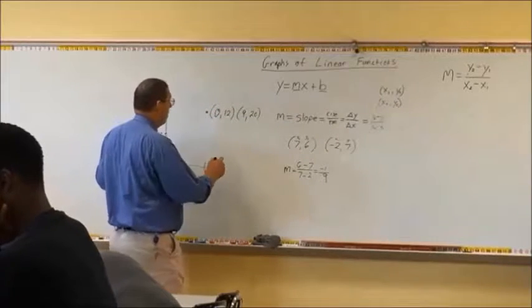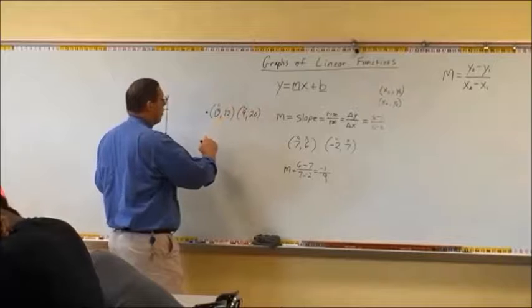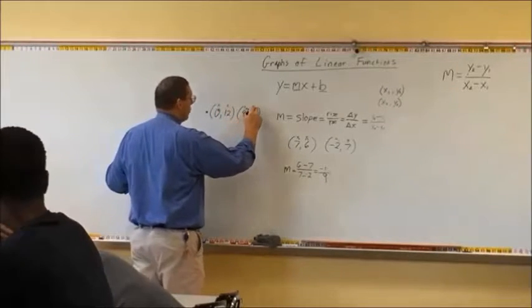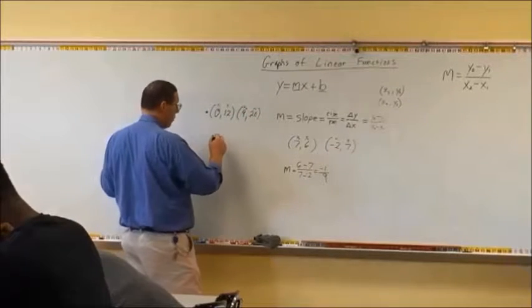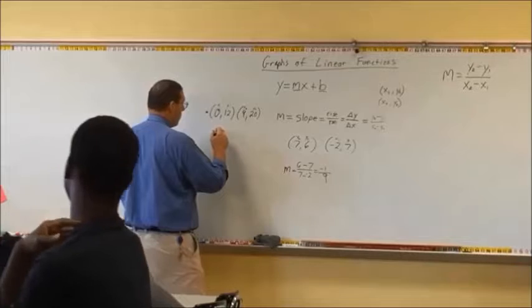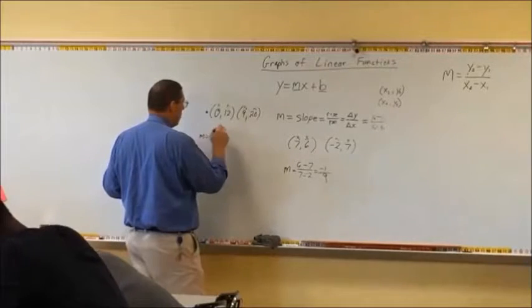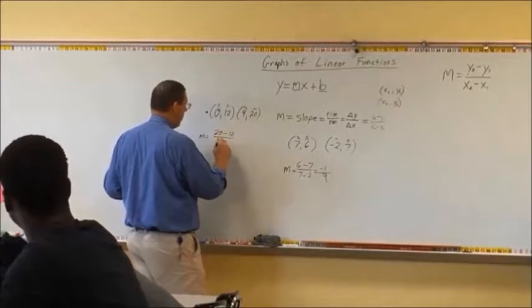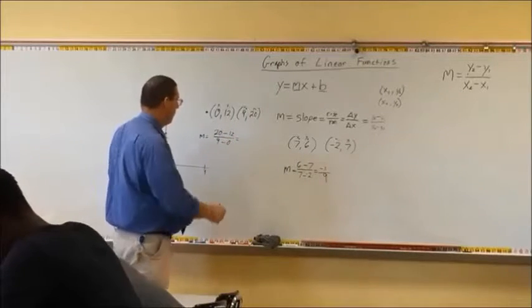All right, so x1 is the 0. That makes x2 the 9. Which one's y1? The 12. And which one's y2? The 20, y2. So now we're going to do y2, 20, minus y1, 12, over x2, 9, minus x1, 0. What do we get?